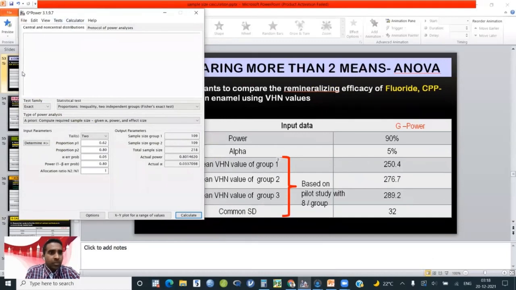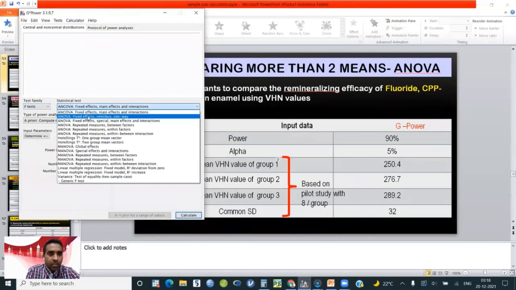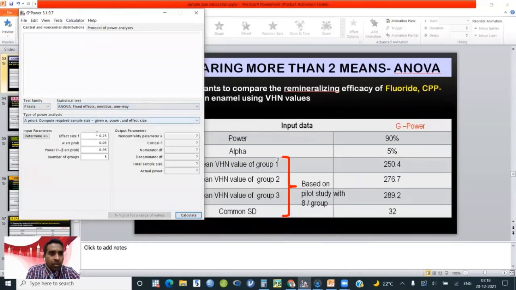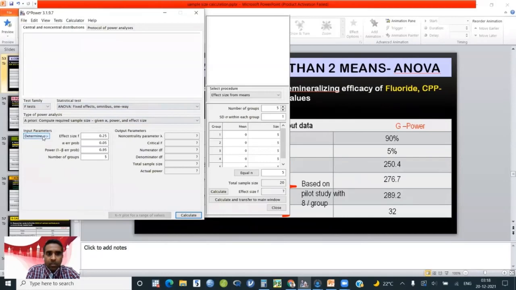I am opening G power, going to F test family. F test is the ANOVA family. And I want to determine the effect size. So if you see, before determining the effect size, if I place the cursor here, it is showing effect size as 0.10, 0.25, 0.40 based upon Cohen's. Okay, I just wanted to show this. I told you, this is the least acceptable way of taking the effect size. This is for ANOVA design.